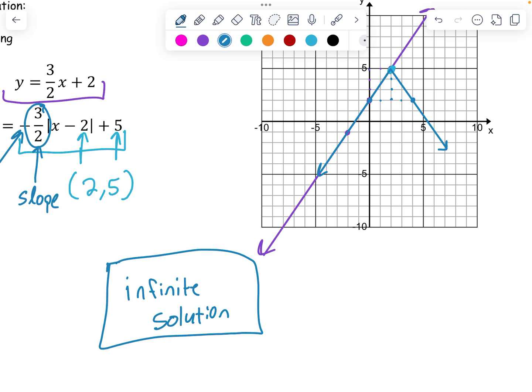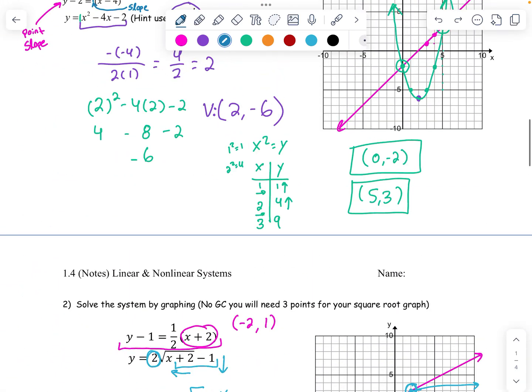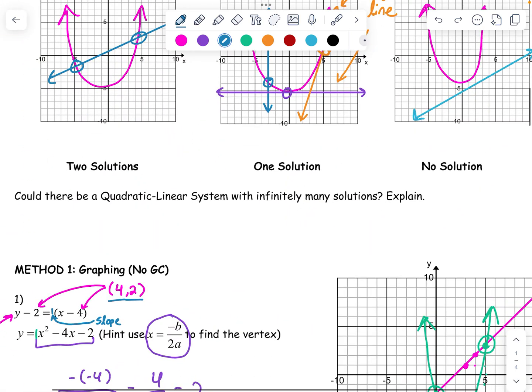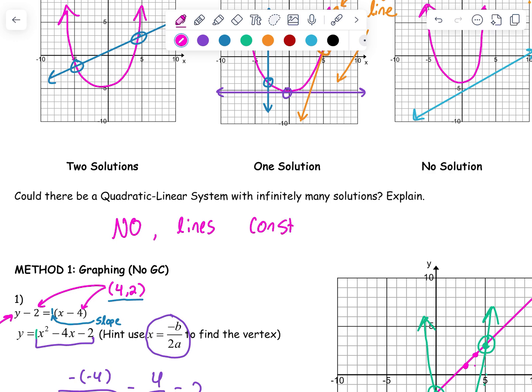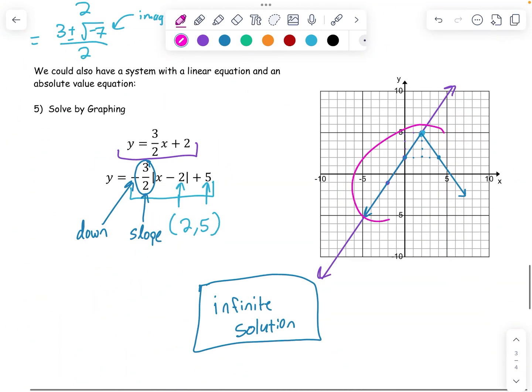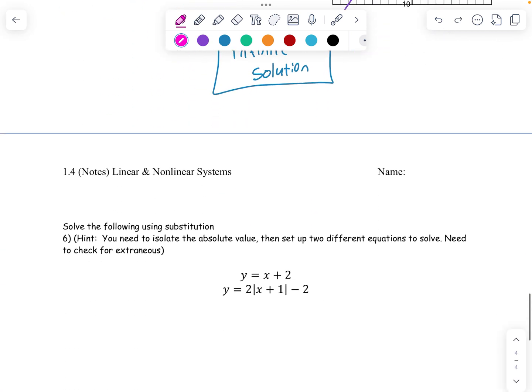This is not like a quadratic, because a line and a quadratic could never line up like this. I actually skipped a question early on right here that said, could there be a quadratic linear system with infinitely many solutions? And the answer is no. And the reason is that lines have constant growth, while quadratics do not. So because there's a constant growth rate versus not a constant growth rate, like I said, it can't line up like this absolute value graph does.